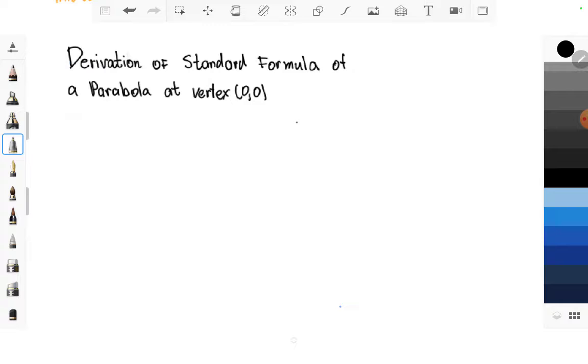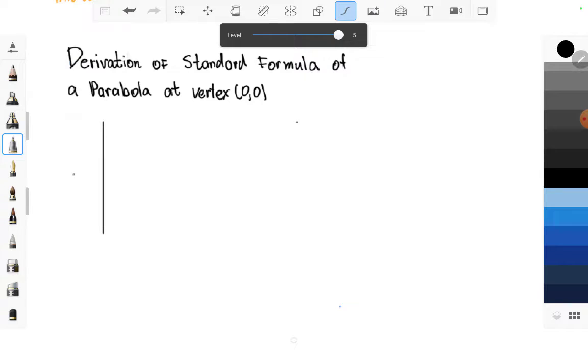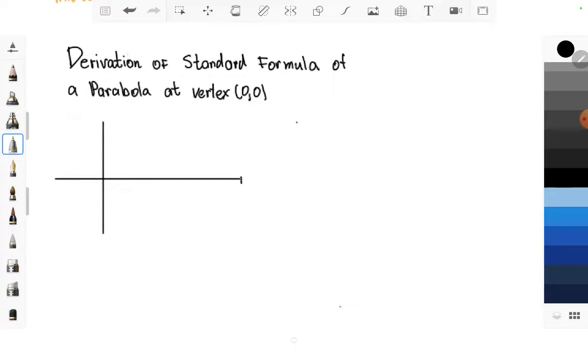Now first, let me have my first parabola. Okay, so let's call this my x-axis and my y-axis. And if the vertex of the parabola is at the origin, then we may say that the axis of the parabola will be along the x or y axis.